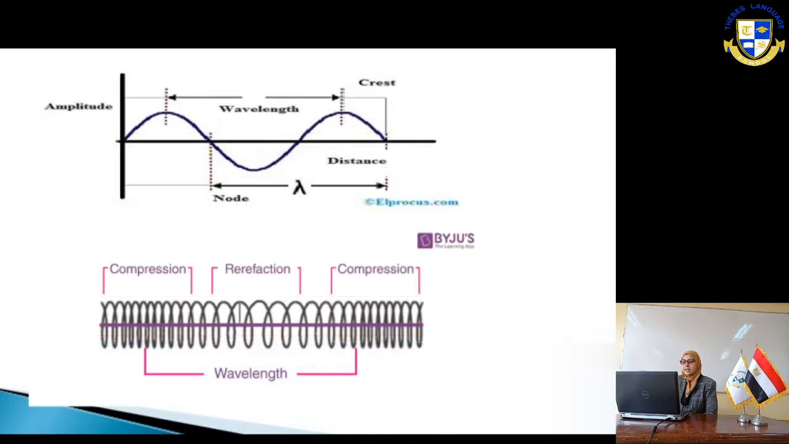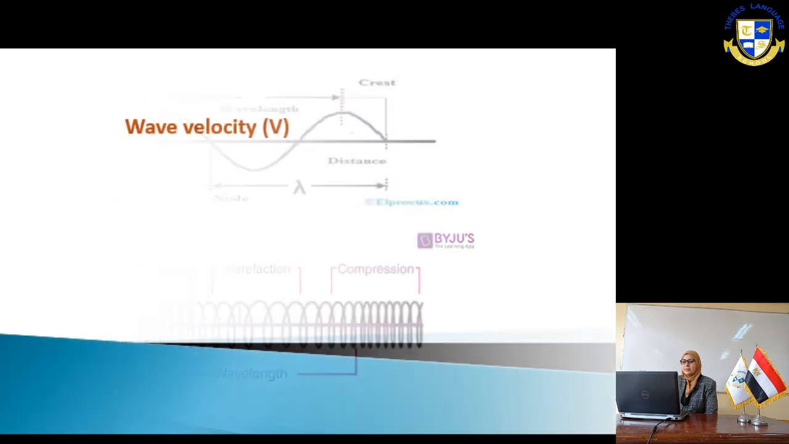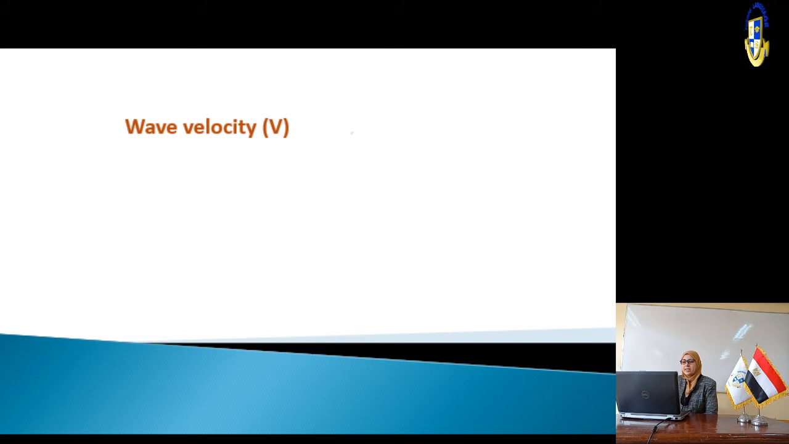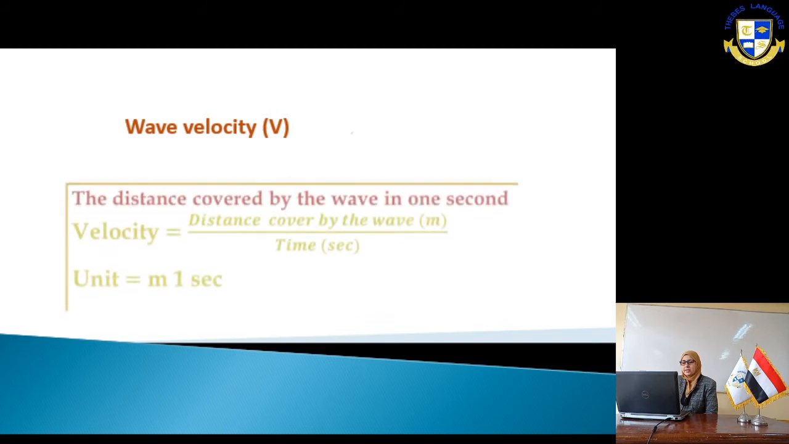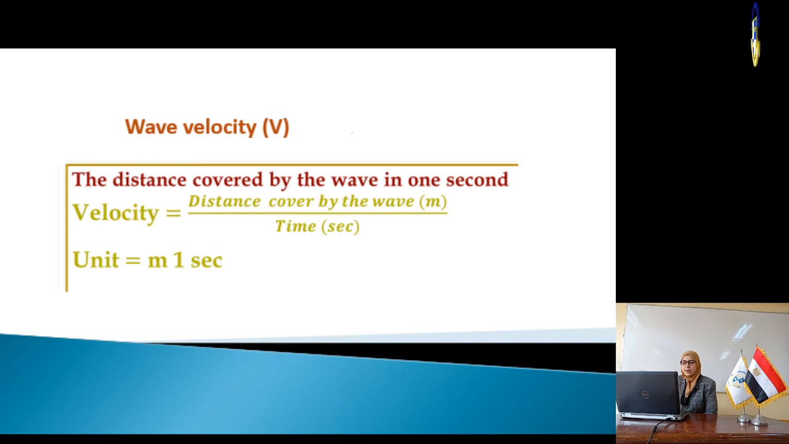Slide number 16. We can see here the amplitude and the wavelength, and we can see the crest and the trough. Here we can see the compression and the rarefaction, high density and low density. And wavelength is the distance between two compressions or two rarefactions. Slide number 17. The wave velocity, V. The distance covered by the wave in 1 second. Velocity equals distance covered by the wave over time, and the unit is meter per second.